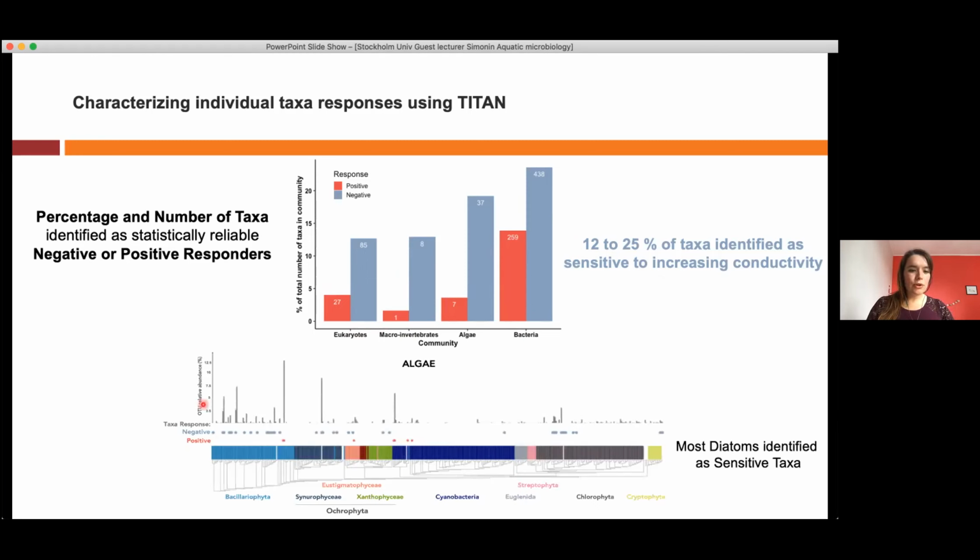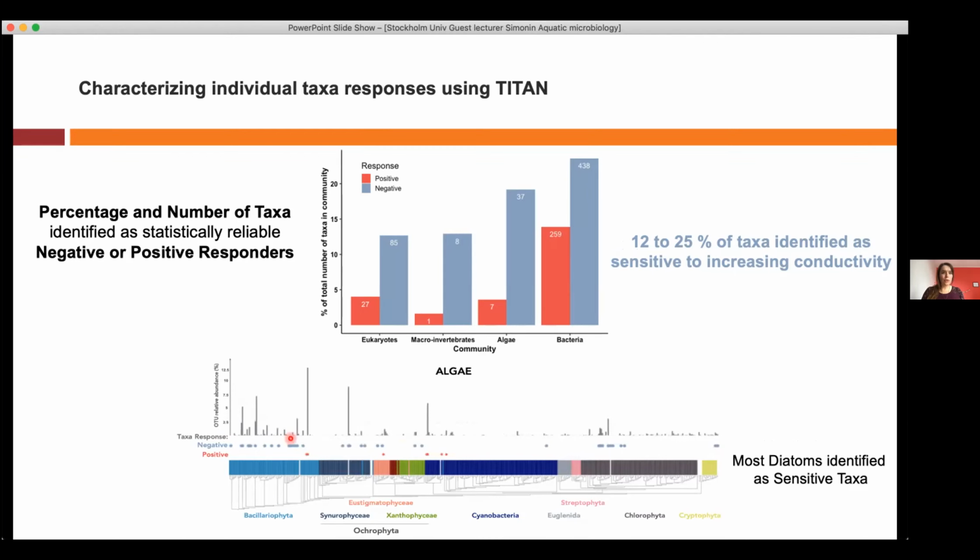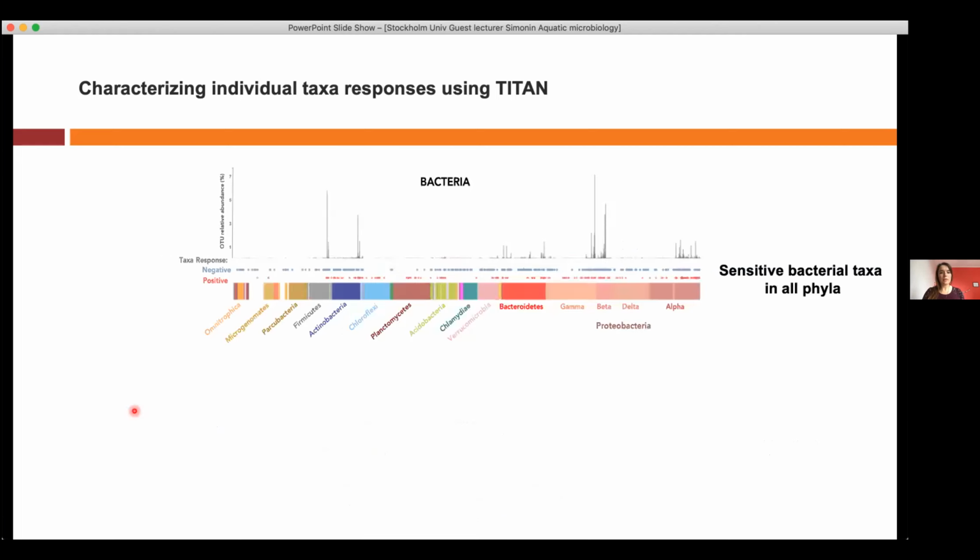And if you look at those results on a phylogenetic tree, so here you have the tree for algae, again in blue, the negative responders, in red, the positive ones. A striking result was that most diatoms, so Bacillariophyta, were found to be sensitive. It's not surprising, but we confirmed what is previously known about the sensitivity of those groups to environmental disturbances. And we have very, very few positive responders in the algal community.